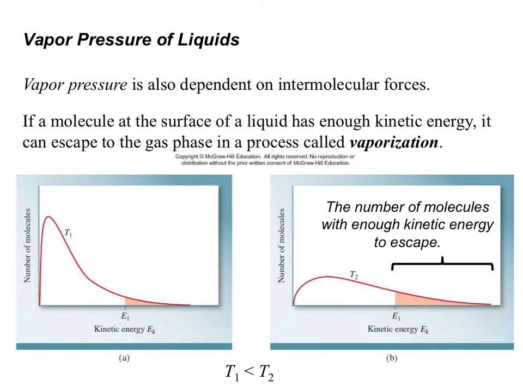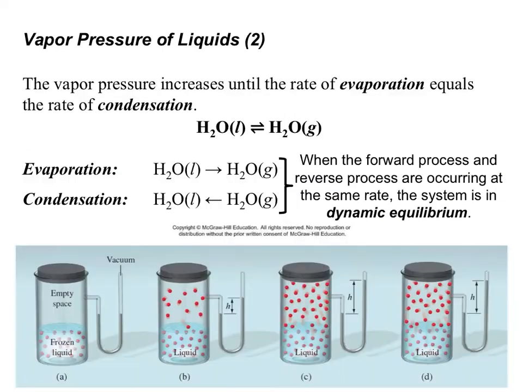So examples here, at a low temperature, the number of molecules with enough kinetic energy to become a gas is usually relatively low, shown by the graph on the left. Whilst on the right, at a higher temperature, the number of molecules with enough kinetic energy to escape to become a gas increases, and therefore you would expect more vaporization.